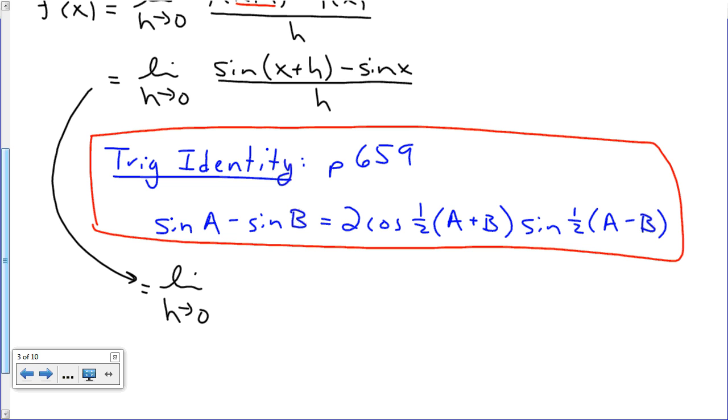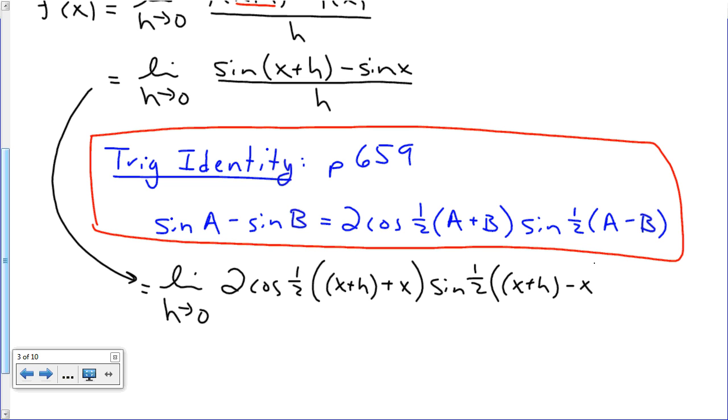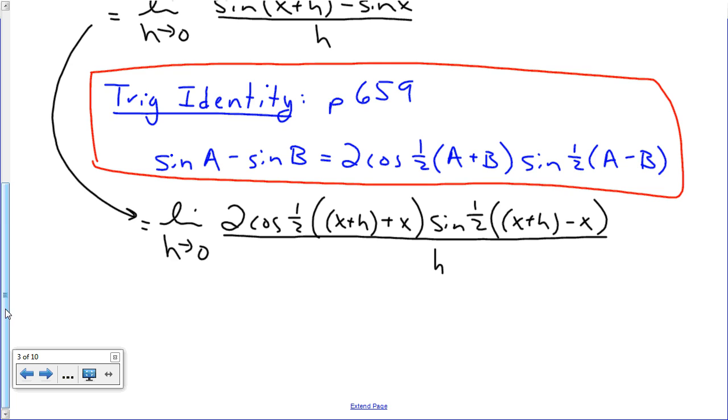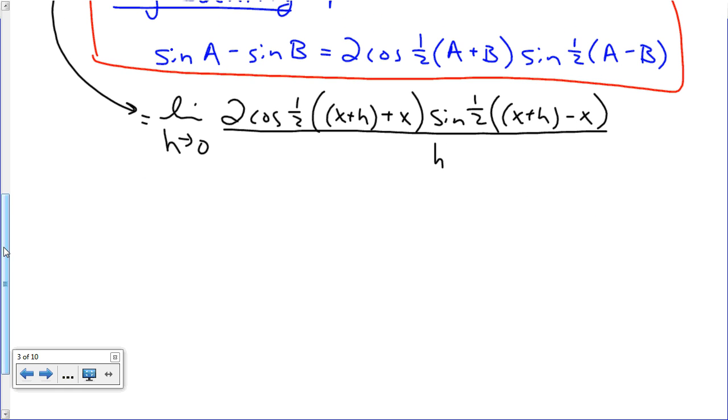All right, so this is equal to the limit as h goes to 0. Again, sine of x plus h minus sine of x, I'm going to replace it with what we just wrote down here. It's 2 cosine of 1/2 A plus B. Now A again is the x plus h, and the B is the x, times the sine of 1/2 A minus B. Again, A is the x plus h, and B is the x. And that's all divided by h. All right, so the next step of this is to do a little bit of simplification with that numerator there.